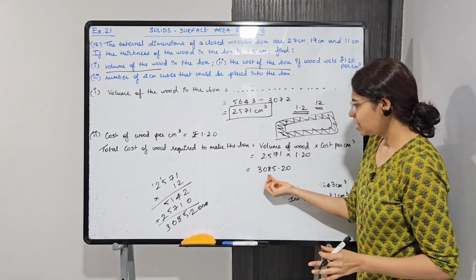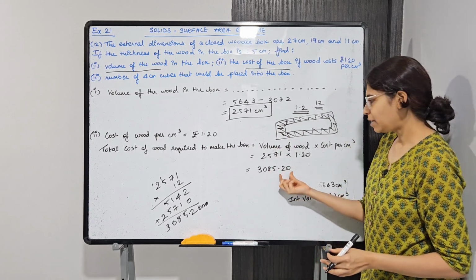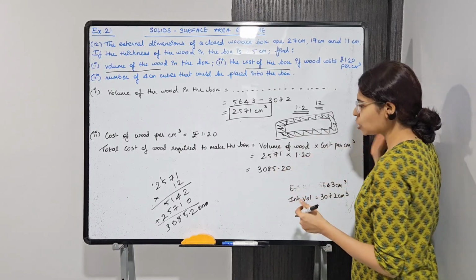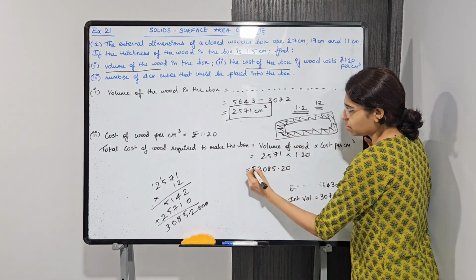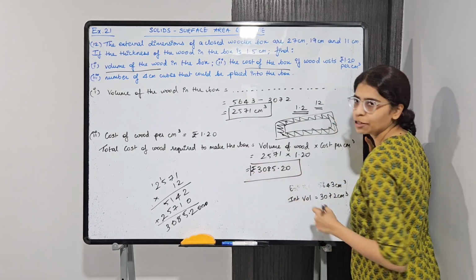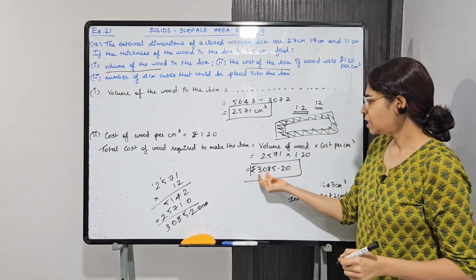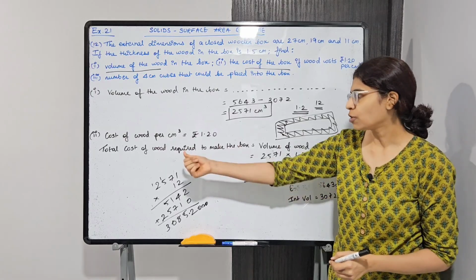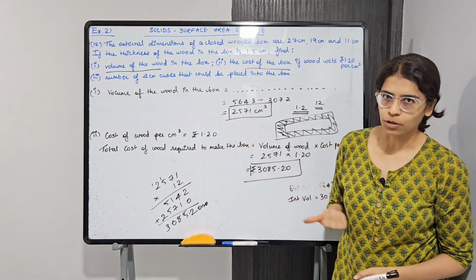So 3085.20. Normally we write down 0.20 to denote पैसे. ठीक है, so it is the total costing. Don't forget rupee का symbol. So rupees 3085.20. Alright, this is the total cost for the wood required to make the box.